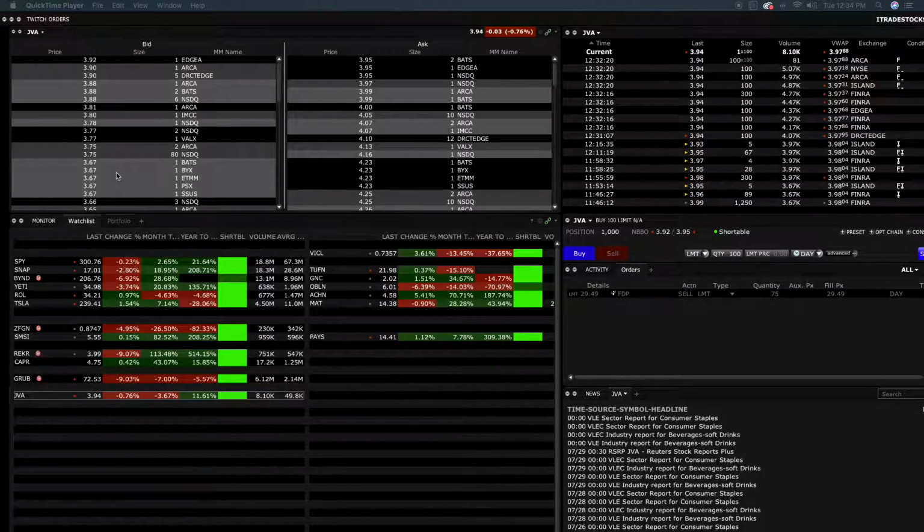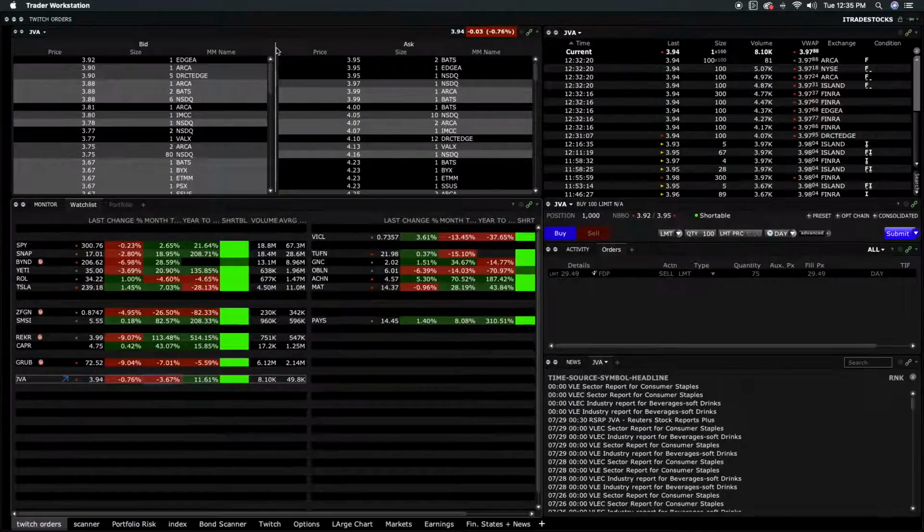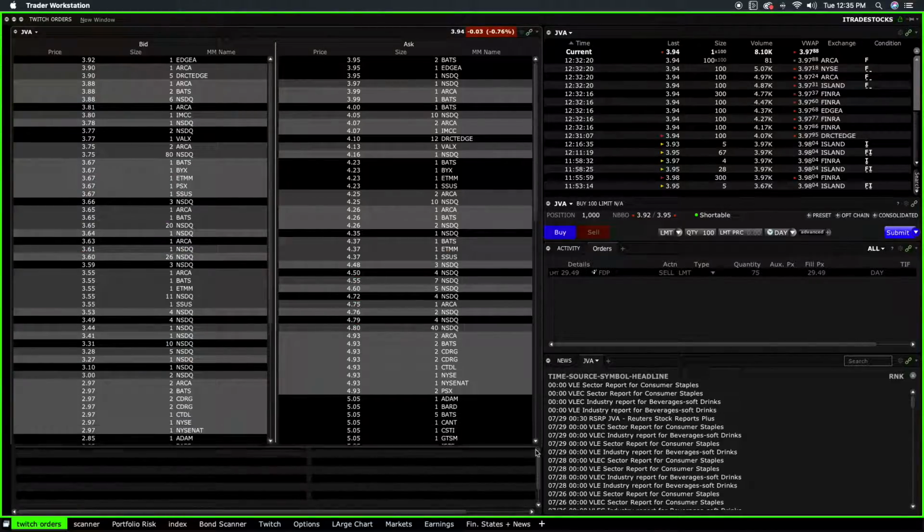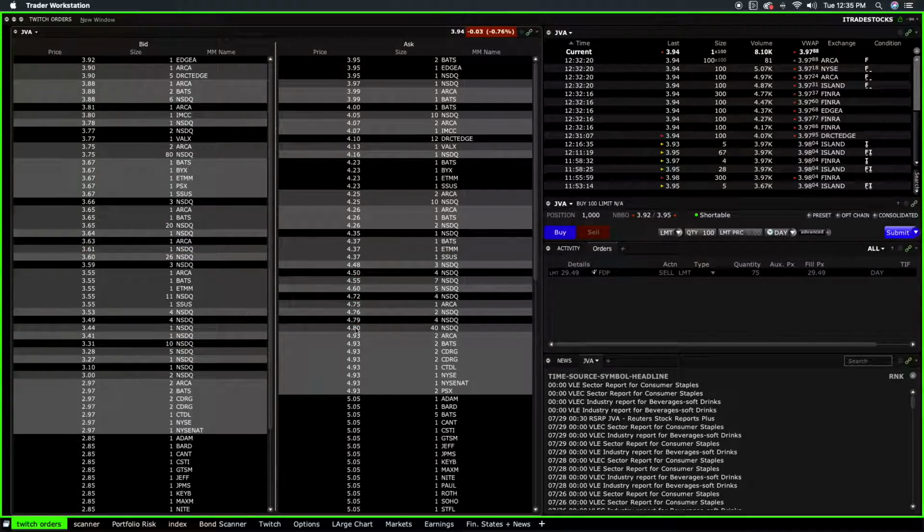What's going on, everybody? I wanted to do a video on level 2 data and go through what level 2 is, maybe how you can use it, and help you understand if you need it or not. We're going to start with the ticker JVA, and what we're going to focus on here is this box. I'm going to make it a little bit bigger so you can get a better look at it. This box is called the order book.